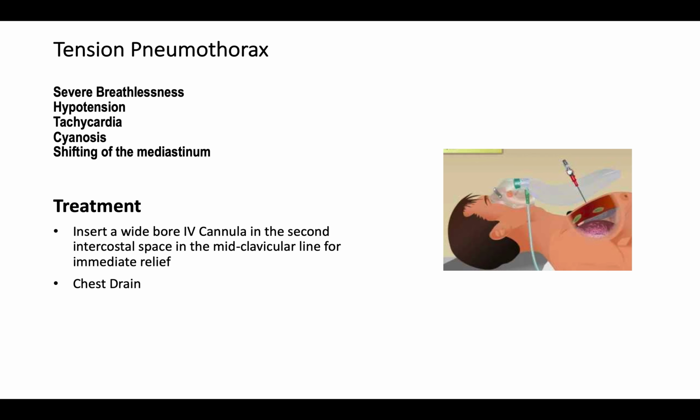The treatment is a chest drain, but to buy time, a wide bore intravenous cannula may be inserted in the second intercostal space in the midclavicular line. This gives them immediate relief so that a chest drain can then be inserted.